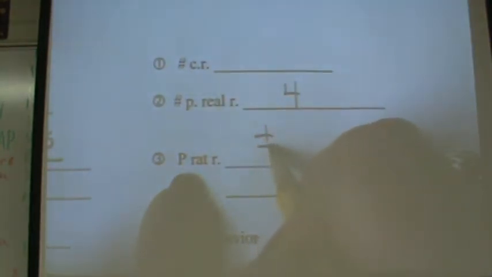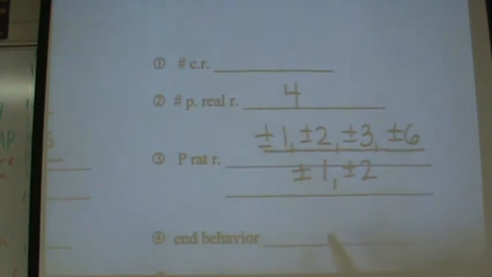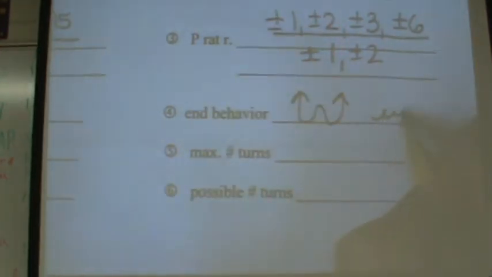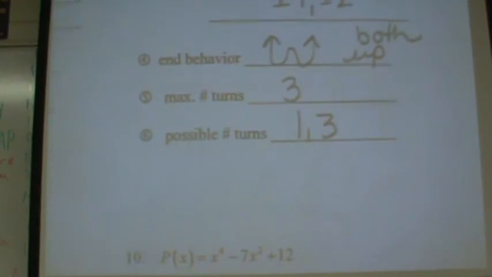We're not going to do number 1. So what are your possible zeros? You're going to take combinations of P over Q. So 1 and 2 and 3 and 6 are P's. Over Q's are 1 and 2. So you'll make up combinations of these numbers. The end behavior, because this is a degree of 4 and a leading coefficient that's positive, both the left and the right will go up. Both go up. The maximum number of turns, again, is 1 less than that, but there could be 1 or 3.